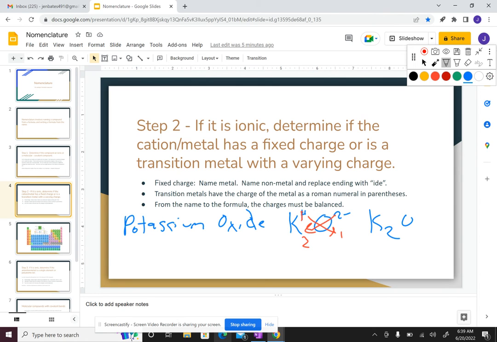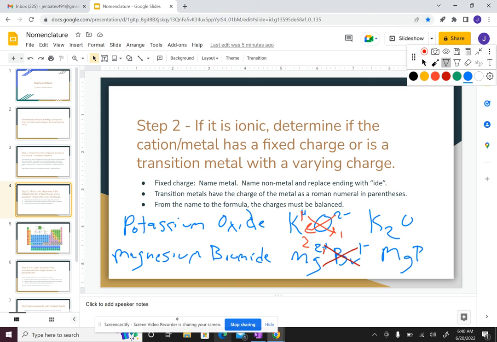All right, let's do another example. Magnesium bromide. The symbol for magnesium is Mg. The symbol for bromine is Br. Sorry, bromide, bromine. Magnesium has a 2+ charge. Bromine has a 1- charge. So you just take those charges and you crisscross them. And then you've got magnesium Br2.